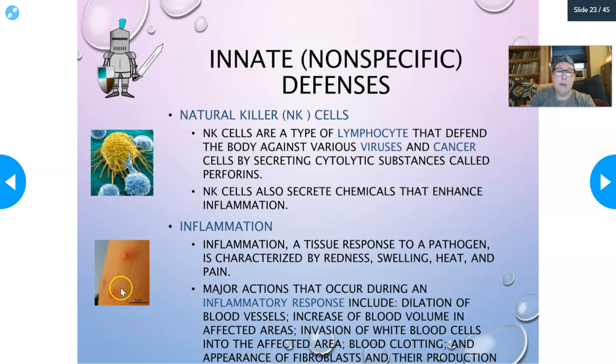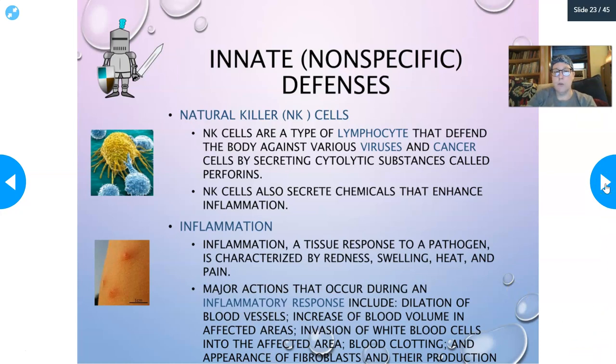So like a mosquito bite or a wound and stuff. The major actions that occur during an inflammation response include the dilation of the blood vessels, bringing more blood to the area, the increase of blood volume in the affected area, the invasion of white cells in the area, blood clotting to prevent blood leaving the body, right? And the appearance of fibroblasts and the production of their fibers in the area to repair the area.